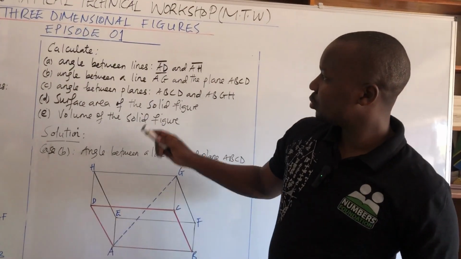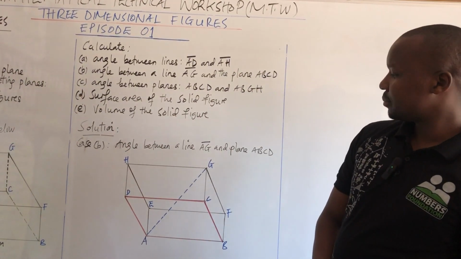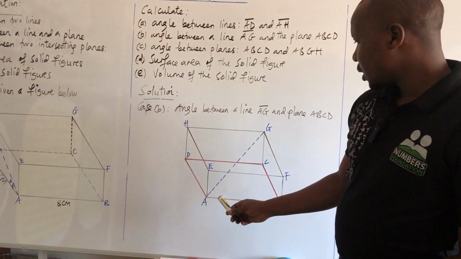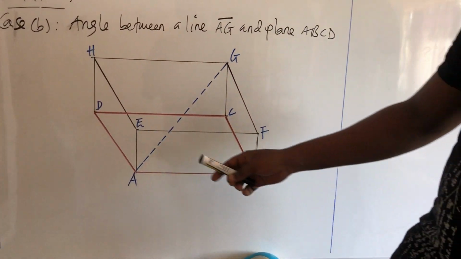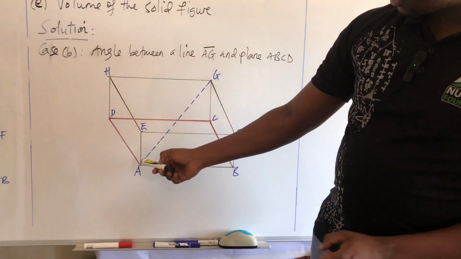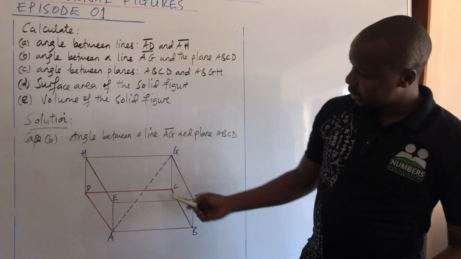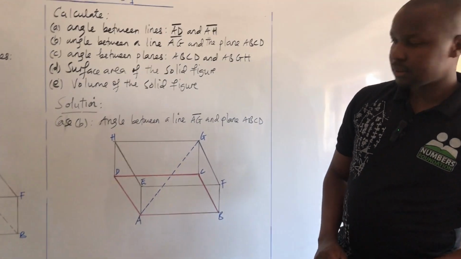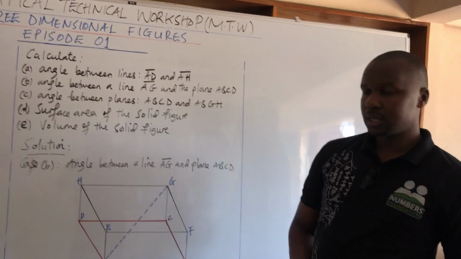Okay, let's now go to case B. We are required to find the angle between the line AG and the plane ABCD. From the prism here, our cuboid, we can observe point A is here and point G is here. When we connect the two points, we can make a line AG by the dotted line, as you can see in blue color. Also the plane ABCD, you can observe from the red color, ABCD. That's the base, that's the plane. So what is the angle formed between the line AG and the plane ABCD?